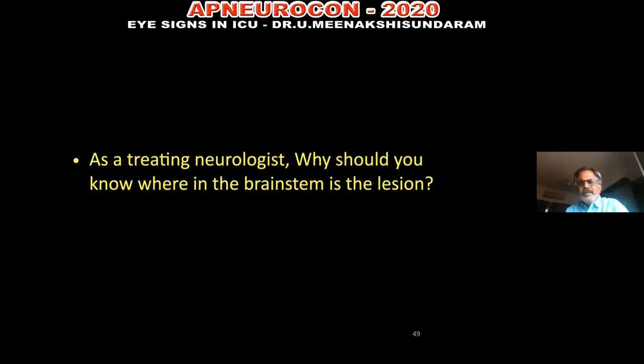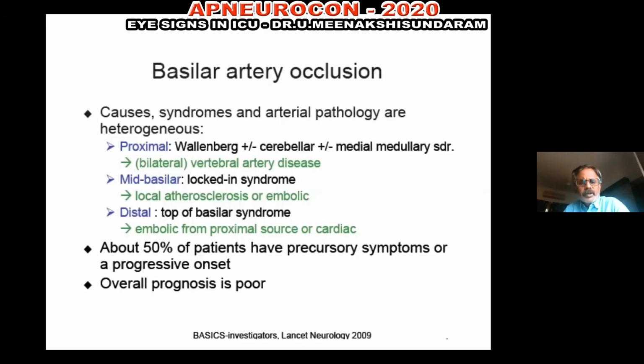So as a treating neurologist, why should I know at all where the brain suffers? It's a posterior circulation stroke and you're going to treat the same. It's not like that. It's very important because a proximal lesion like Wallenberg, plus or minus cerebellar, plus or minus medullary, is a vertebral artery disease, a bilateral vertebral artery disease many times.